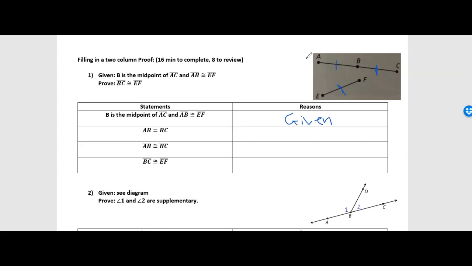The second statement says the length of AB, so when I leave the bar off, we're talking about the length of AB, is equal to the length of BC. Well, where did that come from? How do we know that AB has the same length as BC? What part of our given tells us that AB equals BC? Well, it's the fact that B is the midpoint. If B is the midpoint, then each half of that segment is half of the whole segment, or they are both equal to one another. So this second statement is the definition of midpoint.